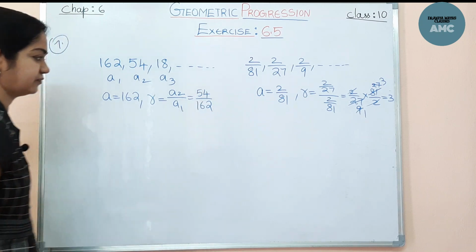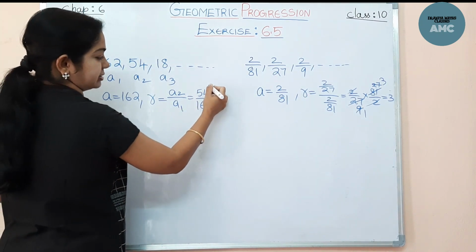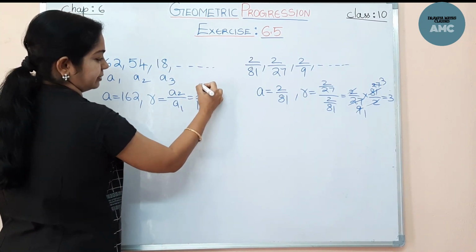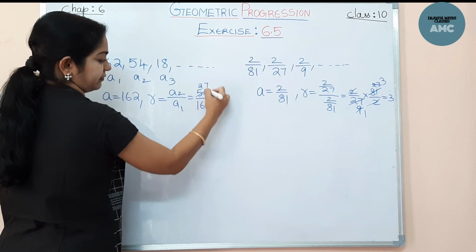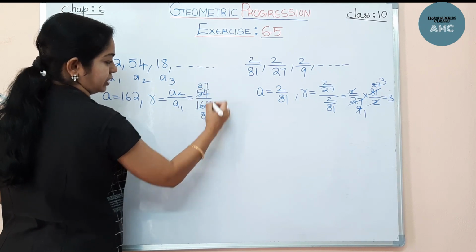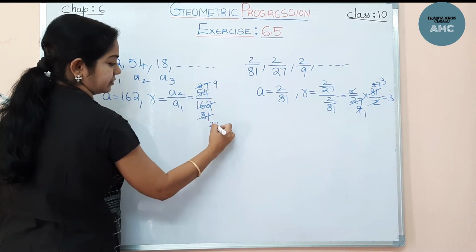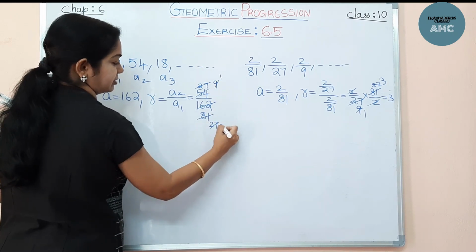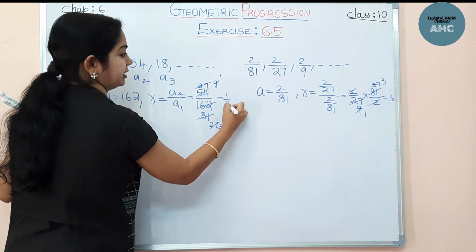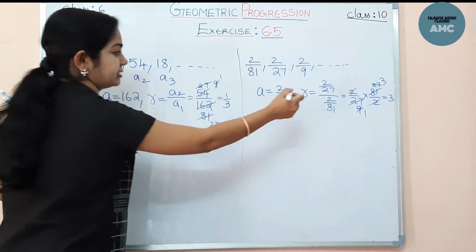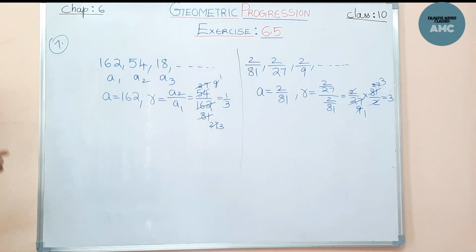Here R value is 54. You can also do it simply by cancelling with 2 table. 2 2s are 4, 2 7s are, 2 8s are, 2 1s are. So now 3 table, 3 9s are, 3 27s are, 9 1s, 9 3s. So this is 1 by 3. In that series, it is 1 by 3, the common ratio.